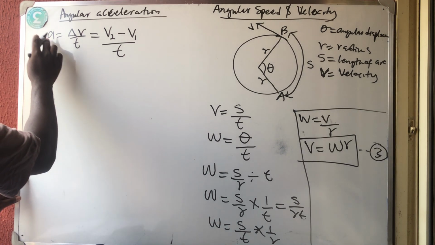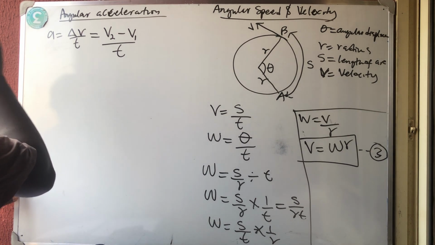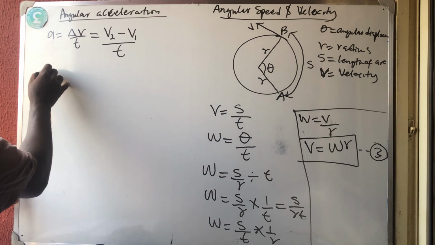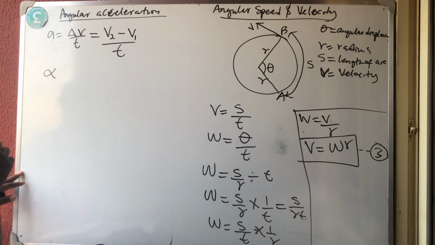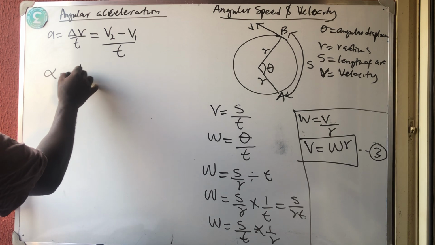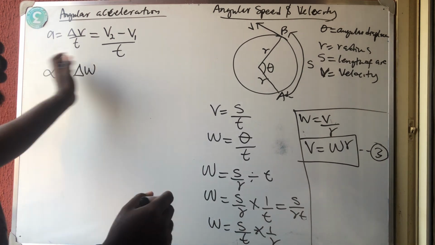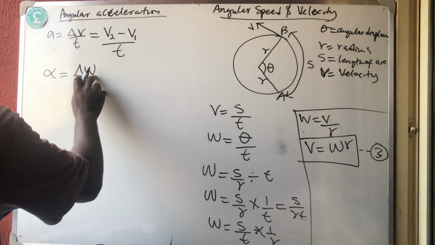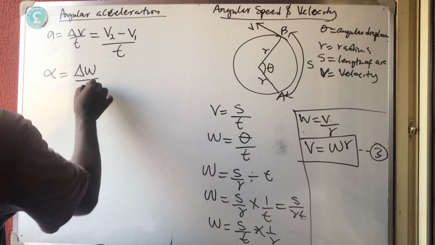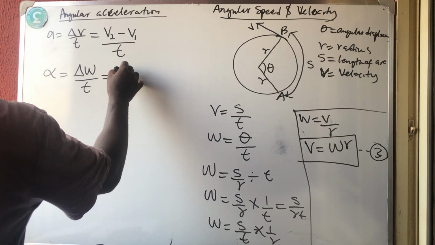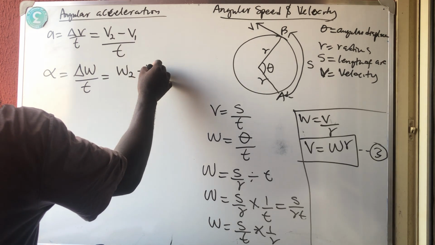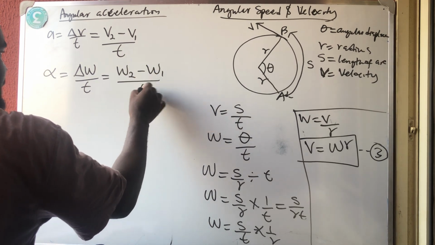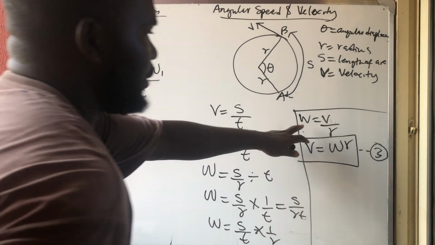Linear acceleration is a, but angular acceleration will be represented with alpha. Alpha should be the change in angular velocity over time, since we are talking about angular, everywhere will be angular. That can be angular velocity 2 minus angular velocity 1 all over time. But don't forget what our angular velocity is.